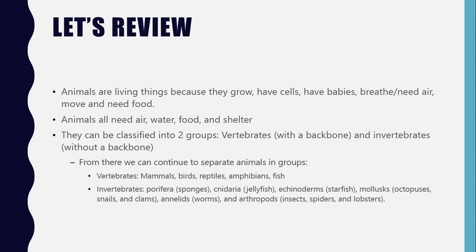Okay? We also classified animals into two groups, which are vertebrates, animals with a backbone, and invertebrates, which are animals without a backbone. And then we continued to separate the animals based on those two groups. So we separated the animals into vertebrates and invertebrates, and then we separated them further. Remember, vertebrates have 5 groups in them: mammals, birds, reptiles, amphibians, and fish. And invertebrates had porifera, cnidaria, echinoderms, mollusks, annelids, and arthropods.